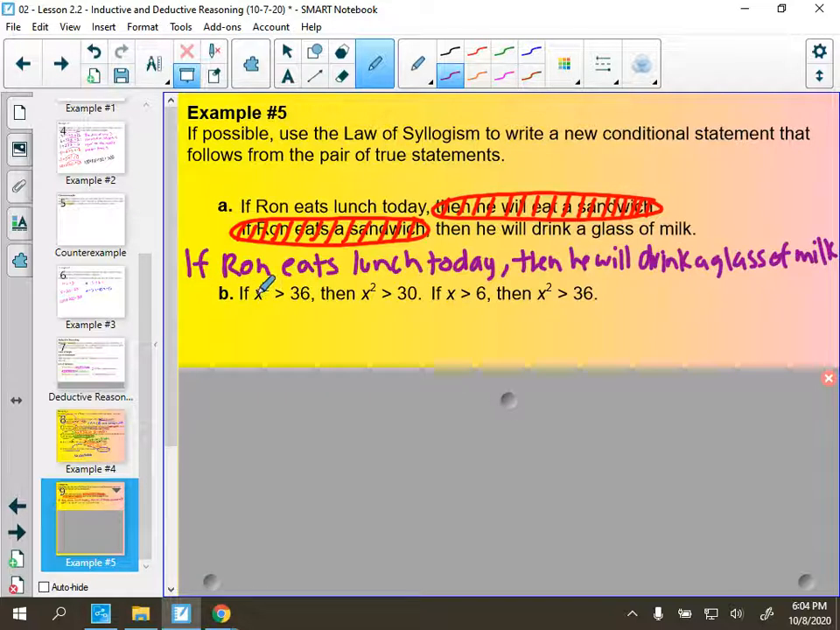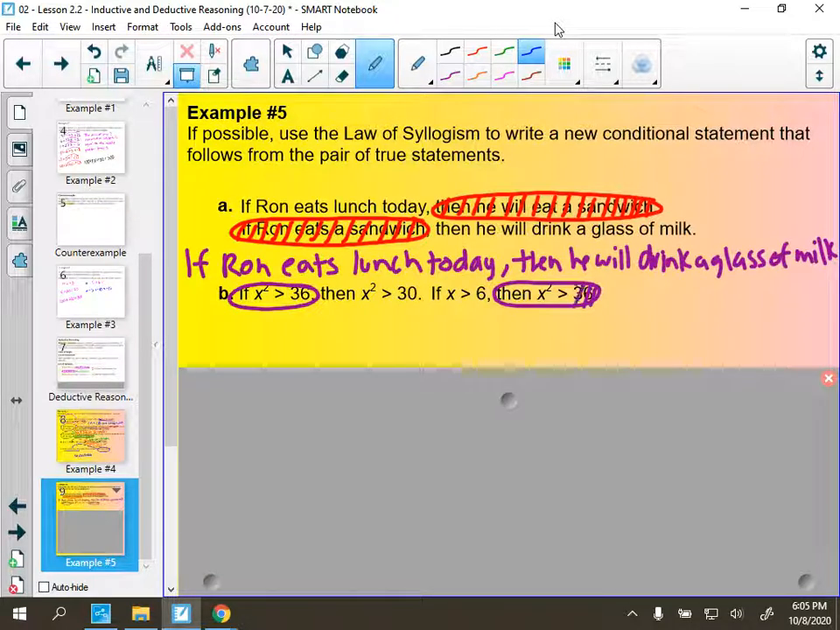If x squared is greater than 36, then x squared is greater than 30. So some if, some then. If x is greater than 6, no overlap yet, then x squared is greater than 36. So I'm reading it here. Where's my overlap? I see "then x squared is greater than 36" and "if x squared is greater than 36." So there is some overlap. It's in a little bit different order. It's worded a little bit differently.